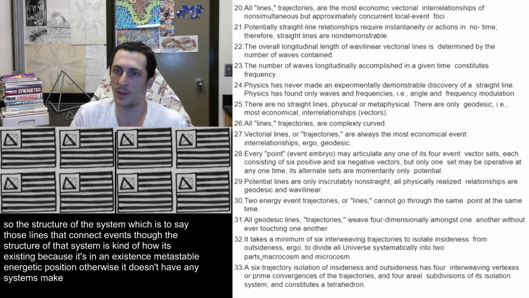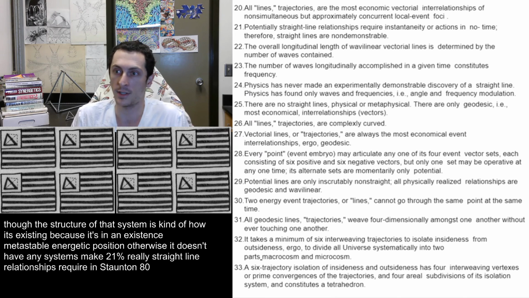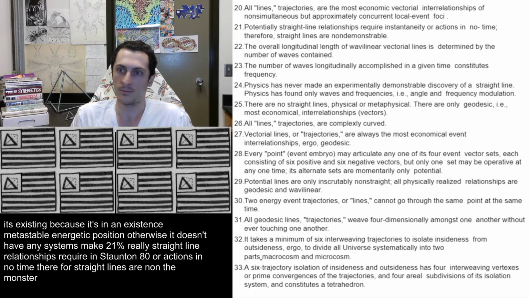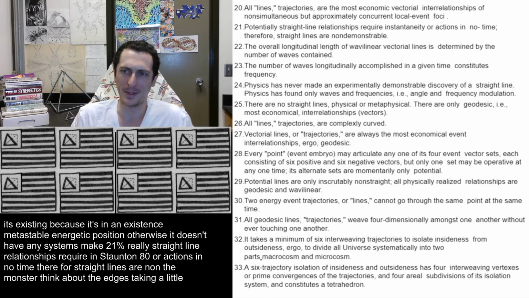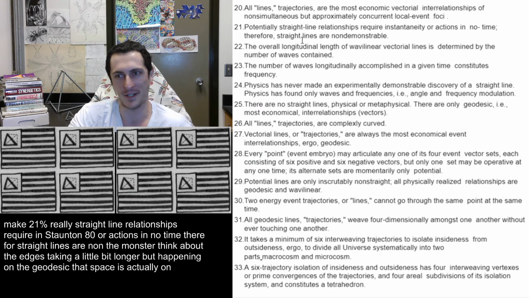Maybe. 21. Potentially straight line relationships require instantaneity or actions in no time. Therefore, straight lines are non-demonstrable. Think about the edge as taking a little bit longer, but happening on the geodesic that space is actually on, but I'm not sure about what it means.